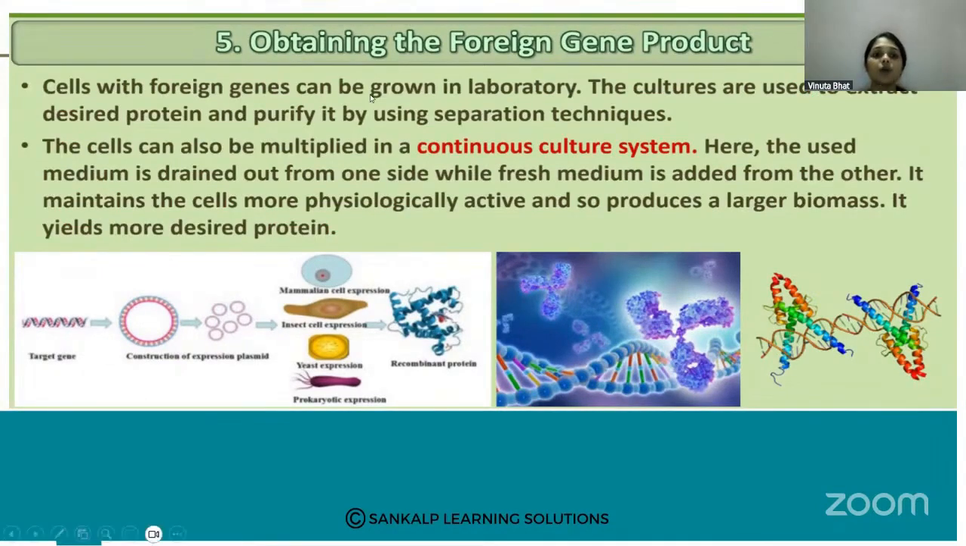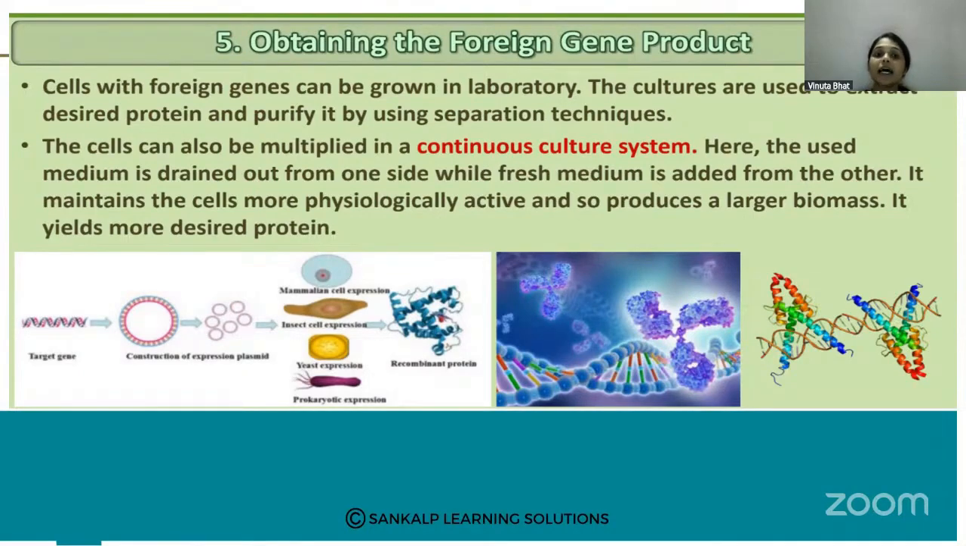Cells with the foreign gene can be grown in a laboratory. The cultures are used to extract the desired protein and purify it using separation techniques. So already we have introduced the recombinant DNA into the host cell. Now it is able to produce the desired proteins. Okay, now the host is able to produce the desired protein.